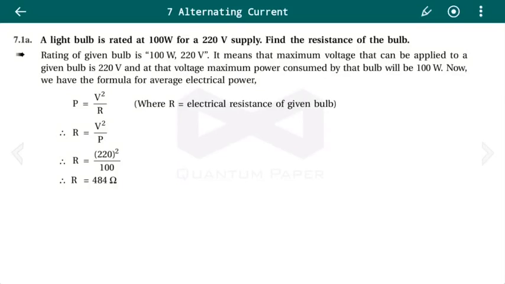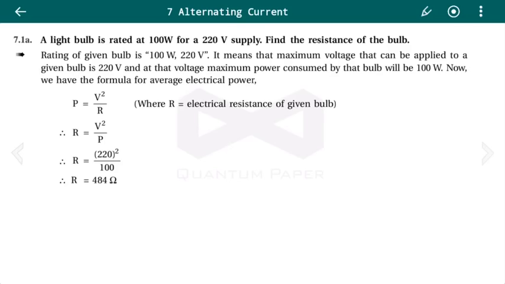In this video we are going to solve the illustration of the textbook chapter number 7, alternating current. So let us start with 7.1. A light bulb is rated at 100 watt for a 220 volt supply. Find the resistance of the bulb.